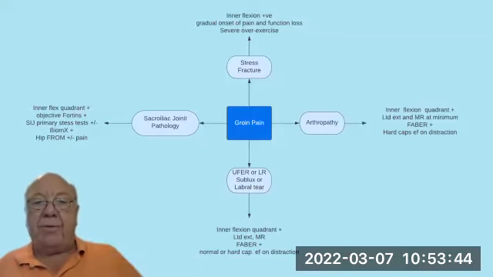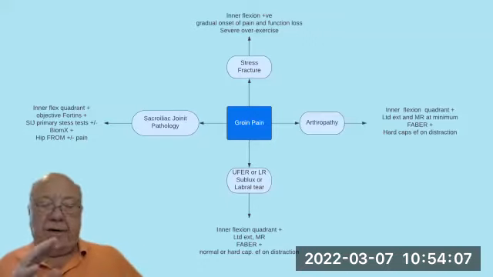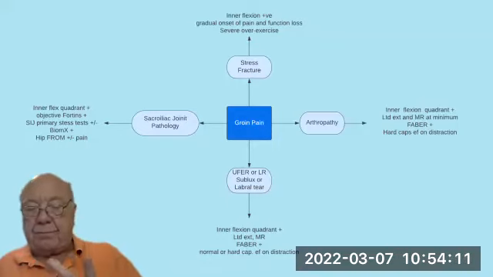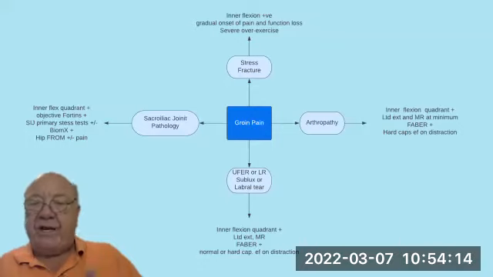Arthropathy or biomechanical dysfunction of the hip. Inner flexion quadrant is going to be positive. You're going to find evidence of this objectively, whether it's Fabers or whether it's UFA, lateral rotation subluxation, or a labral tear. You're going to find all those things we talked about: lack of extension, lack of medial rotation, positive or negative arthrokinematics, and positive Fabers.